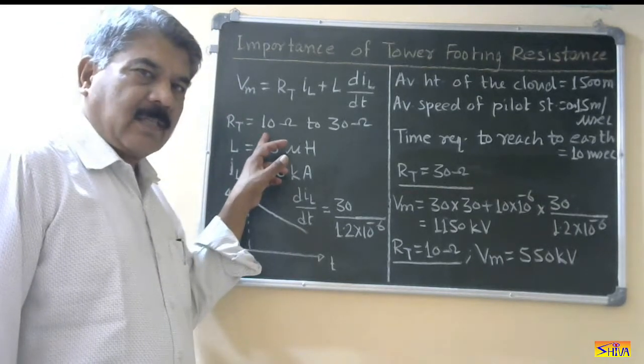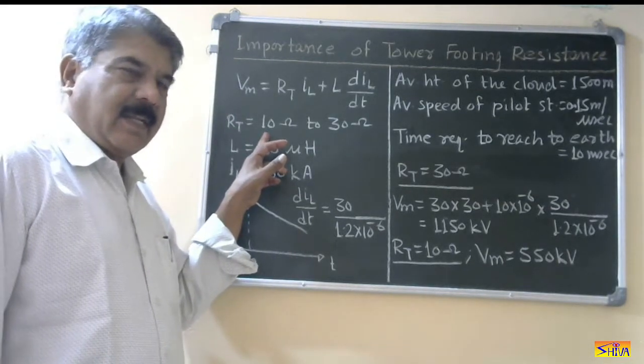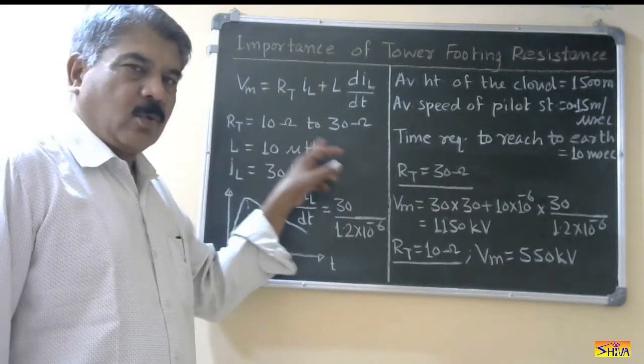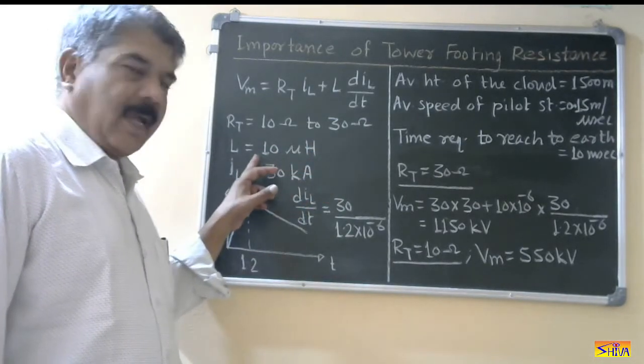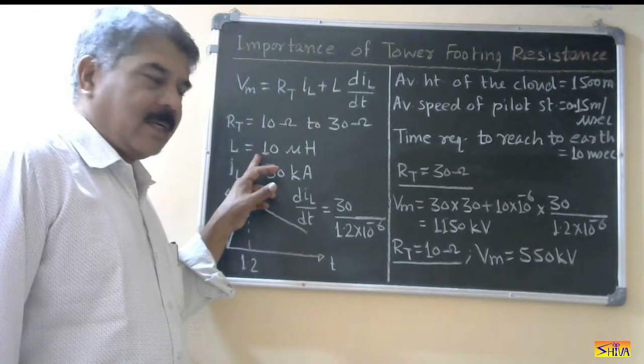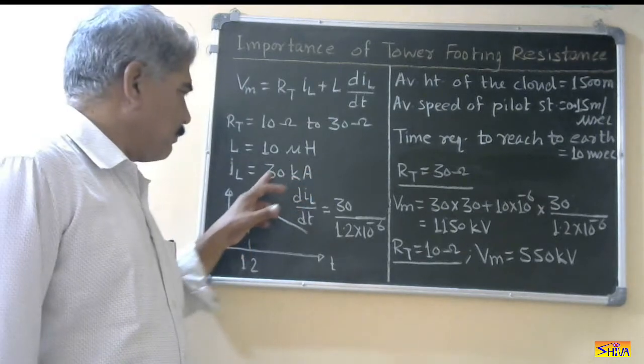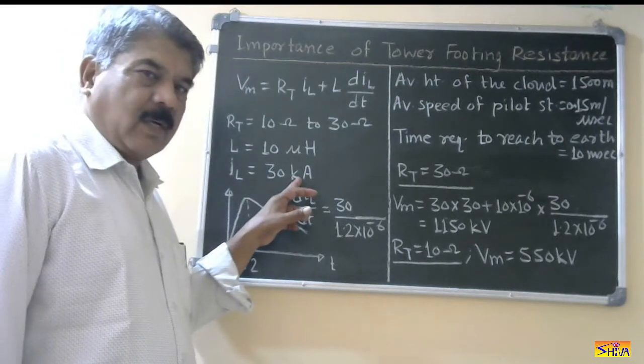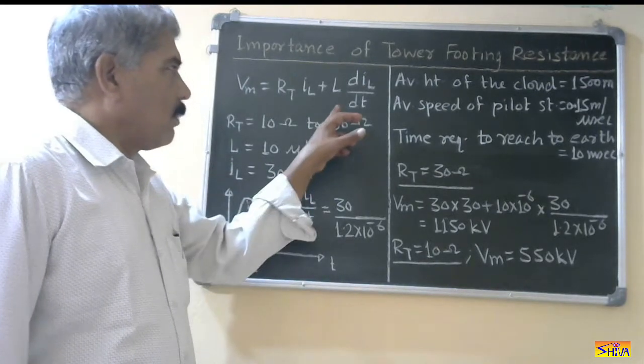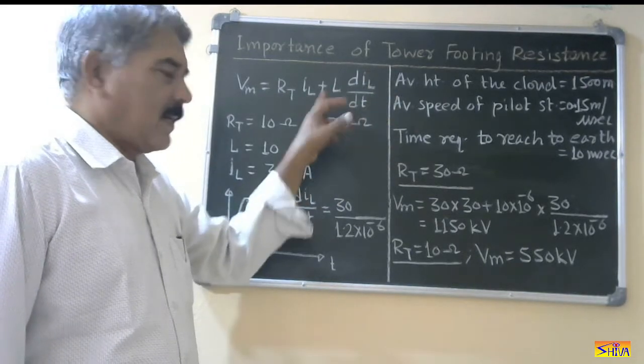RT, that is tower footing resistance, is in the range of 10 ohms to 30 ohms. L, inductance of the tower is very small, that is in the range of 10 microhenries. IL, that is stroke current, is 30 kiloamperes. Now let us see how to compute this factor.